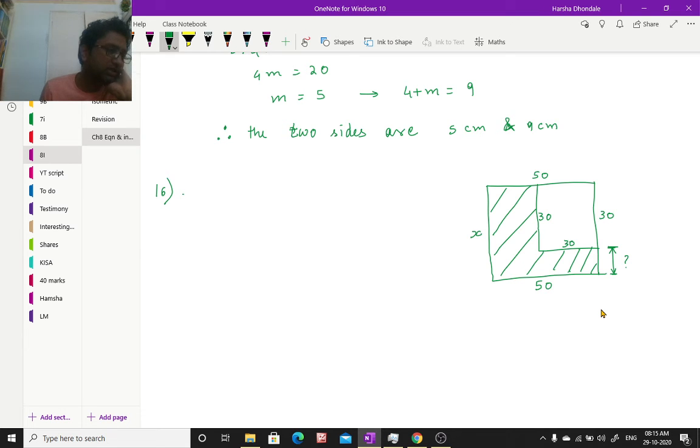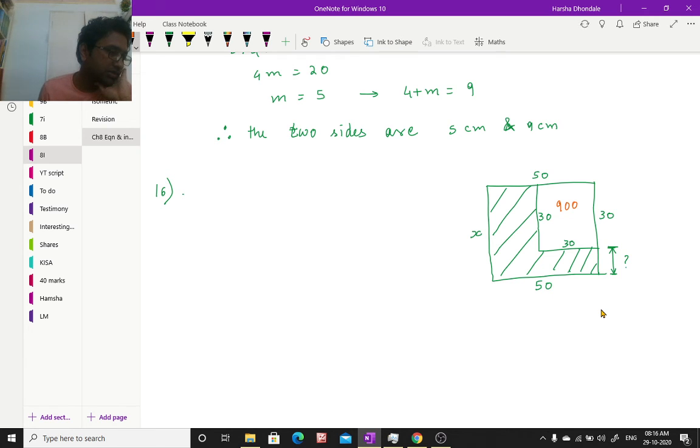Find the area of the L shape. So he says the area of the L shape is equal to the area of the white square. What I will do over here is find the area of this square. It will be 30 into 30, 900.